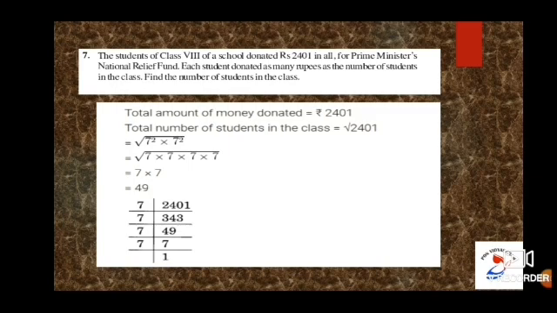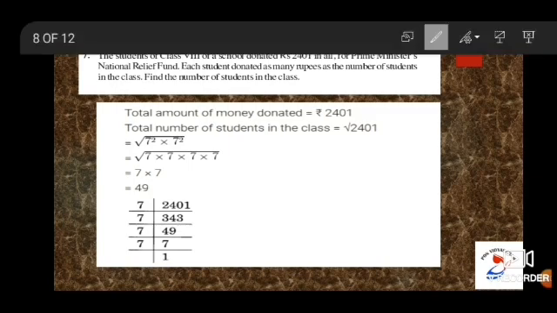See here children, the total amount that was donated is equal to 2401. So we have to find the number of students. So they have given you one hint. Look at the line: each student donated as many rupees as the number of students. So what is the meaning? Suppose the number of students you are going to consider is x. Each student will donate x rupees.